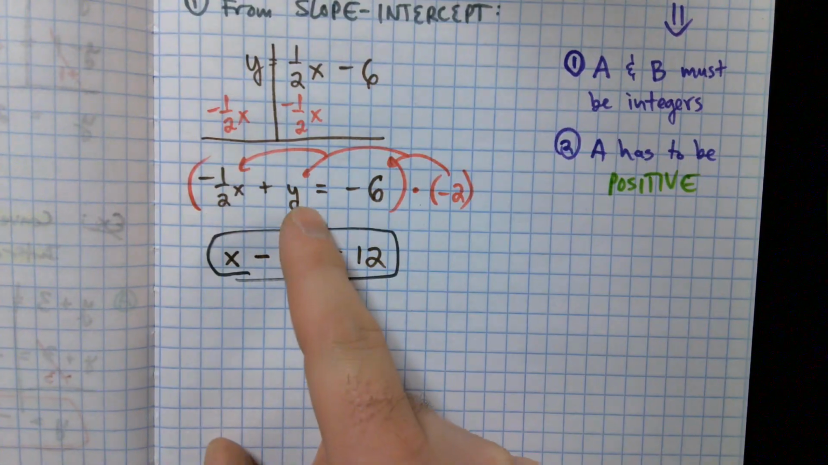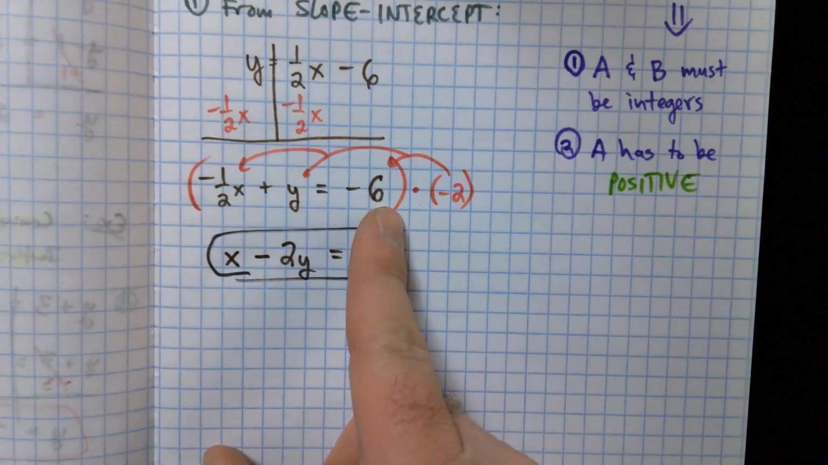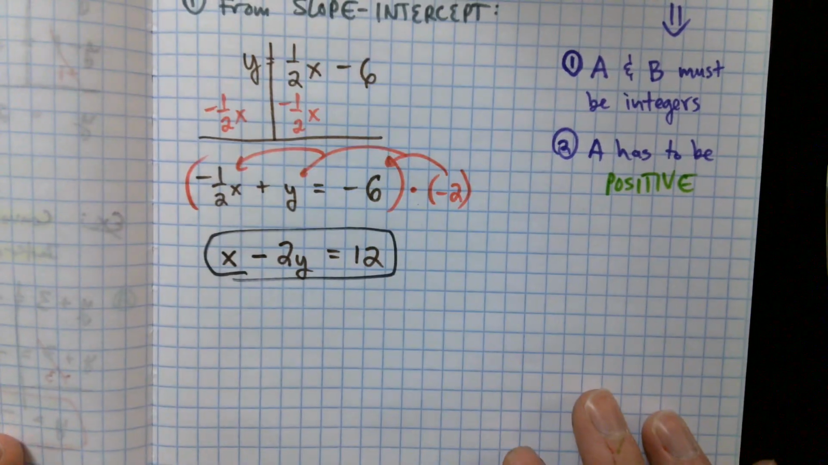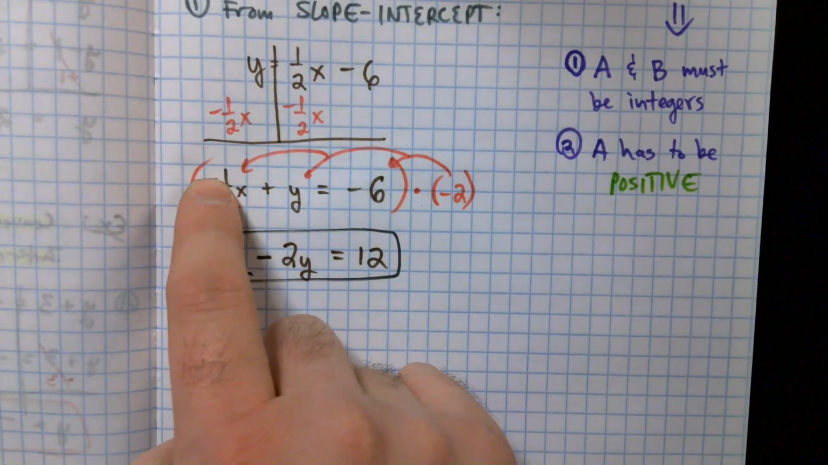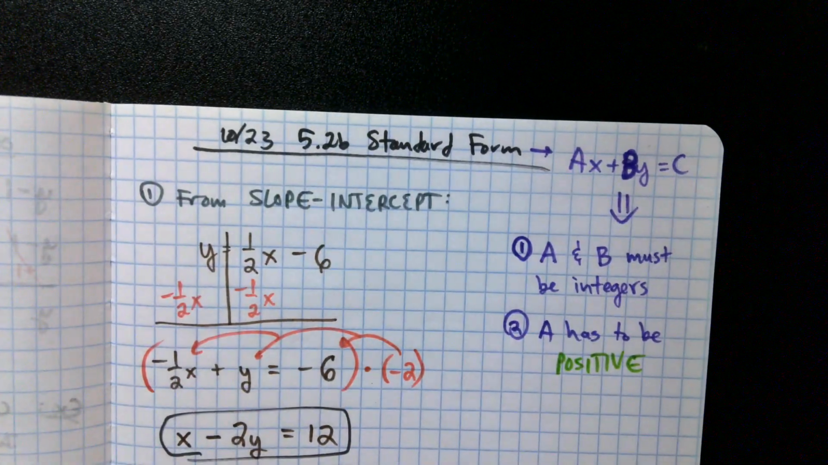Right? So I'm technically multiplying y by 2 over 2 and -6 by 2 over 2. But in order to make my life easier, I'm just multiplying the whole thing by 2. All right? Because that's going to cancel this fraction while bumping those two guys up a little bit. All right? So that's the first way we can write a standard form equation from slope-intercept.